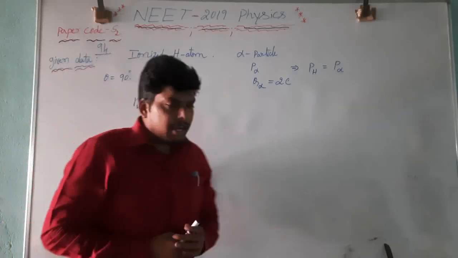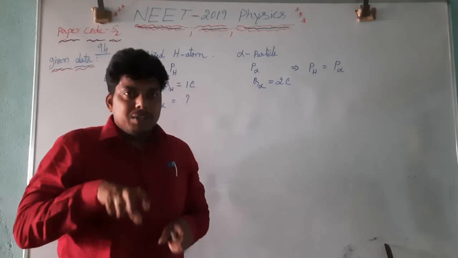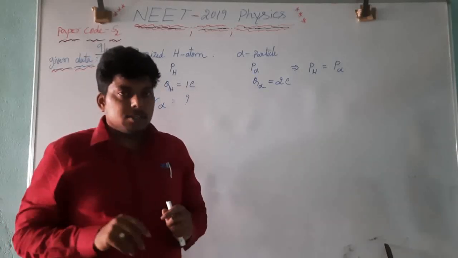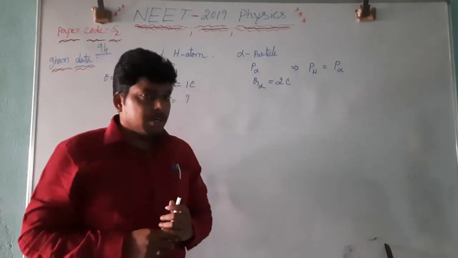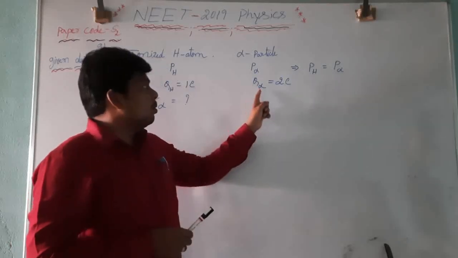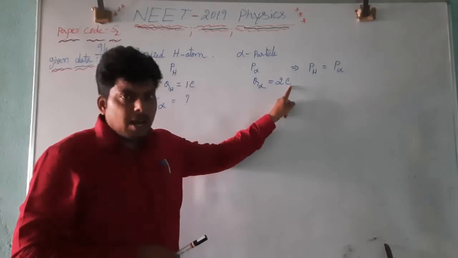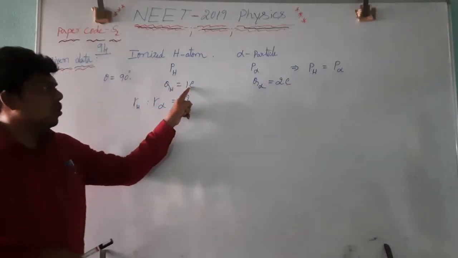Then an alpha particle is nothing but a helium 2+ nucleus, which has 2 protons as well as 2 neutrons. There are no electrons in it. The neutrons don't carry any charge, so the charge is that of 2 protons, which is 2 times the magnitude of the charge on the proton: 2e. Here QH is equal to 1e.